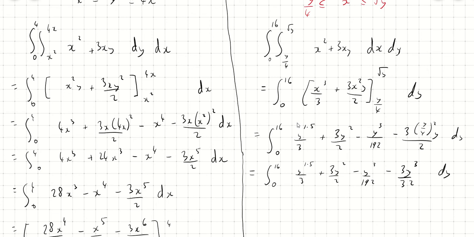Now we have just an integral with respect to y, so we're going to do a normal integral with respect to y. Y to the 1.5 over 3 is y to the 2.5 over 7.5 plus 3y cubed. That cancels out, doesn't it? So it's y cubed over 2 minus y to the 4 over 192 times 4, that's 768, minus 3y to the 4 over 4 lots of 32 is 128 for our limits of 16 and 0.